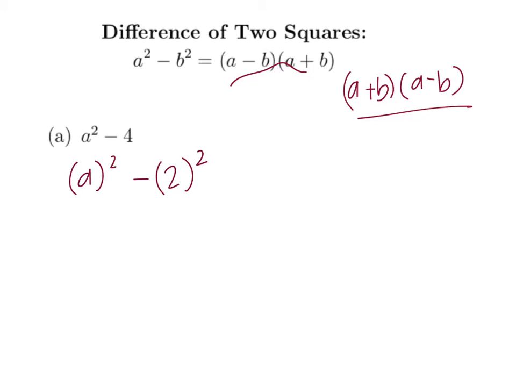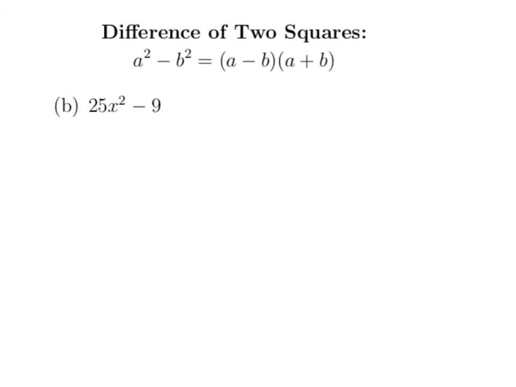Okay, so now, utilizing my formula, I know this is going to equal something plus something, something minus something, right? So I'm going to use a and 2. a plus 2 times a minus 2. If you were to FOIL this out, you would get a squared minus 4.